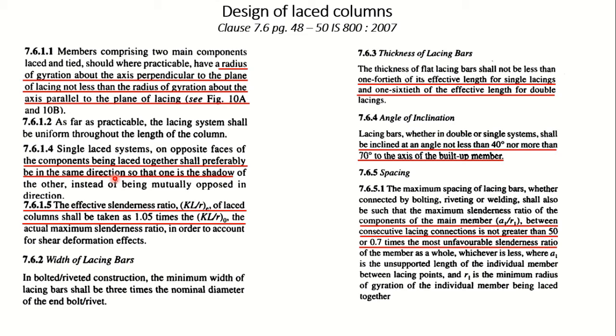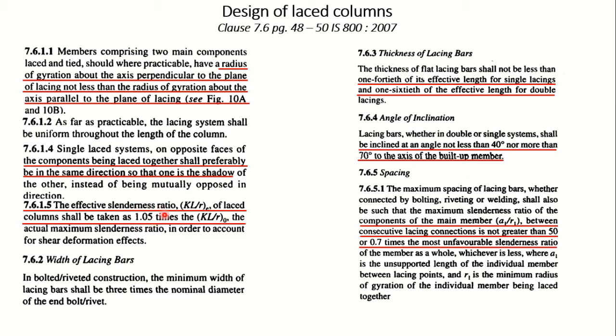Now slenderness ratio. The effective slenderness ratio of a built up column should be considered as 1.05 times the effective slenderness ratio that we calculate. Because in order to take into account the shear deformation that will be coming in the column, the calculated effective slenderness ratio has to be increased by 1.05 times. So when you calculate slenderness ratio for any built up column with lacing system, you increase that by 5%, that is, multiply it by 1.05.